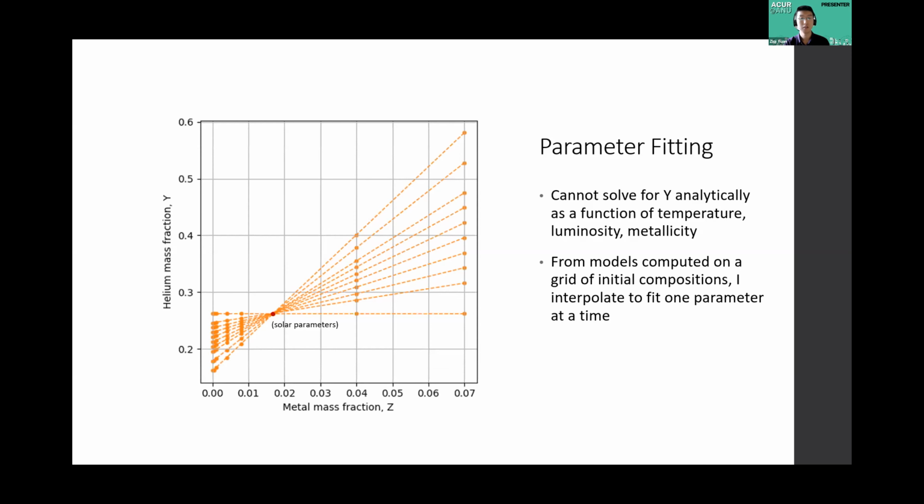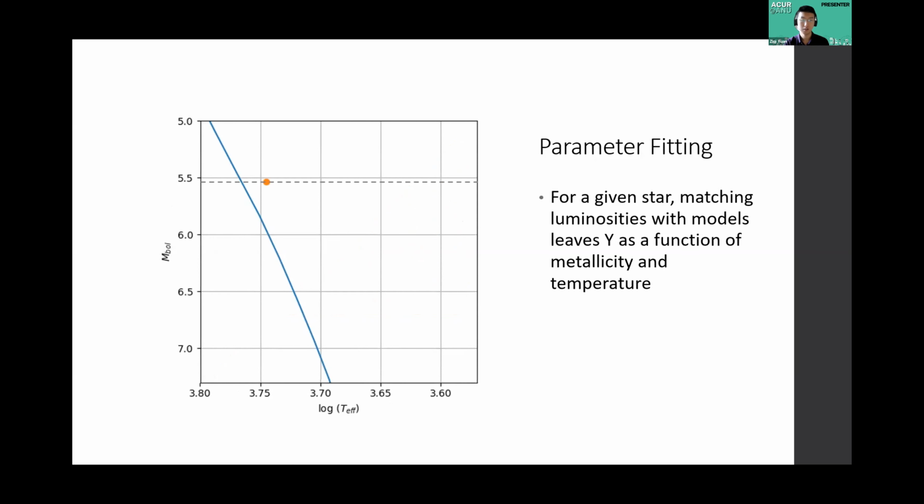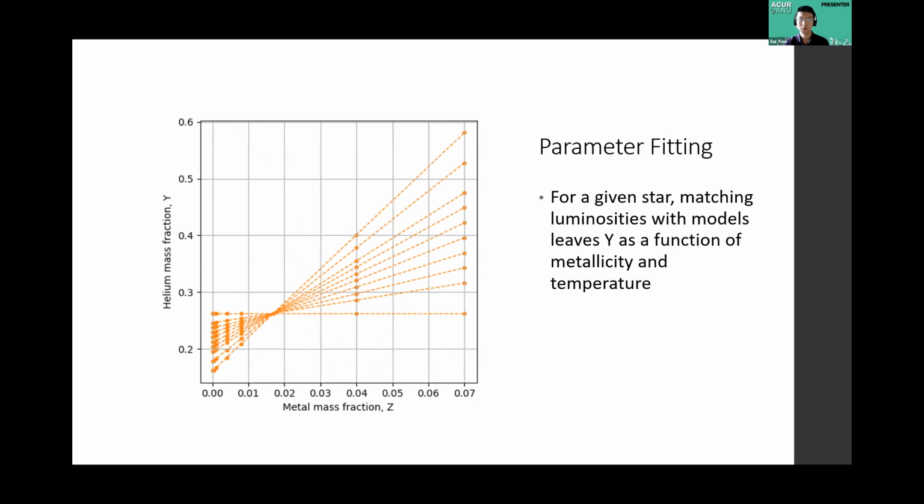we first fit for each star the brightness of the star to each of the stellar models to find corresponding temperatures. And having fit one variable, we're left with helium as a function of temperature and metallicity, metal content. And now we're down to 3 variables, which is a little easier to measure.